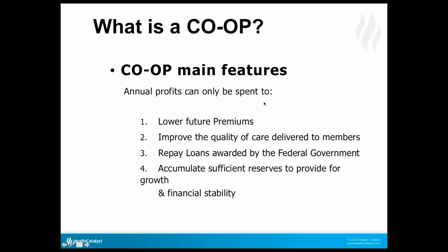As far as that goes, we do offer our products off exchange as well as through the exchange here in Kentucky. I think the main feature for co-ops is that any annual profits need to be funneled back into lowering premiums for current membership, improving quality, which is defined in the ACA extensively. Part of it also has to go back to repaying our loans, as well as helping establish our reserves, as well as a good financial groundwork for the plan to move forward. Next slide.